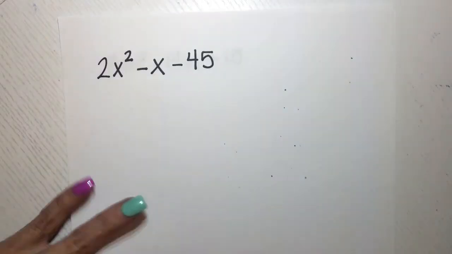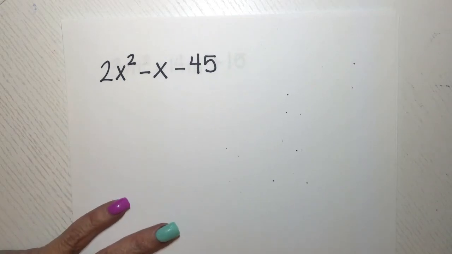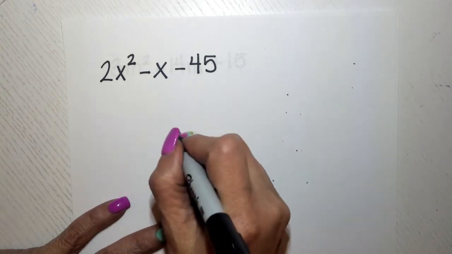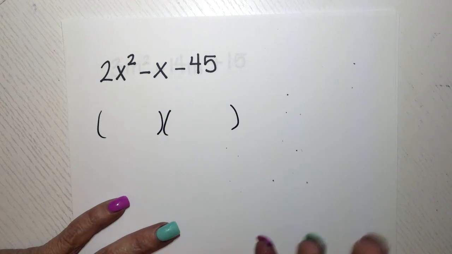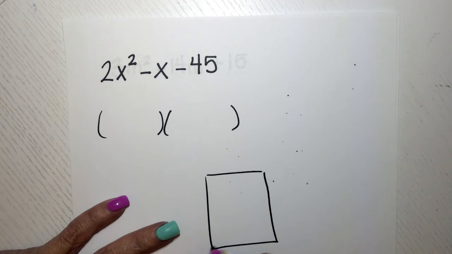All right, here we go. Stepping it up. This one's a little harder, people. Here we go. I want to factor it. If I want to factor it, that means I want to know what times what. If I want to know what times what, then I need to draw a box.